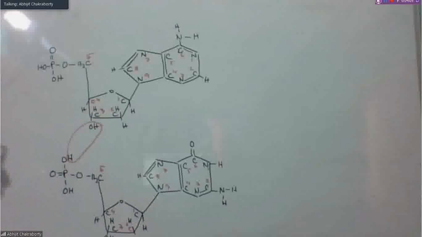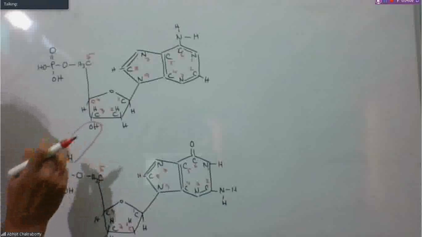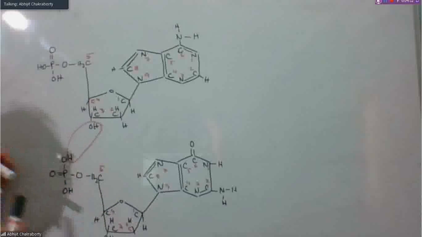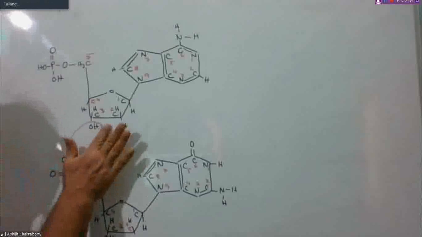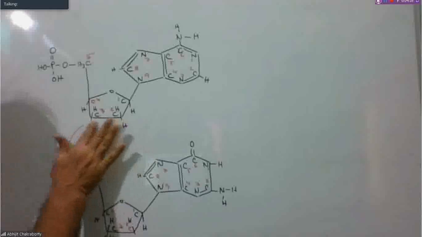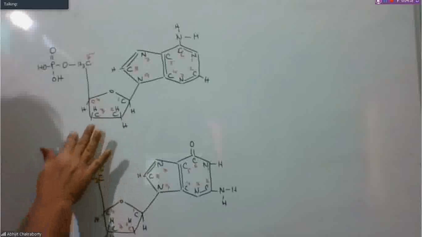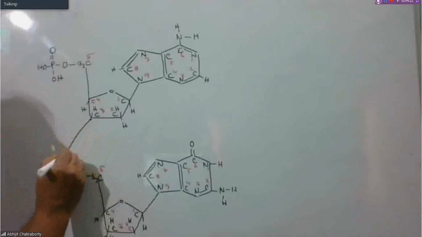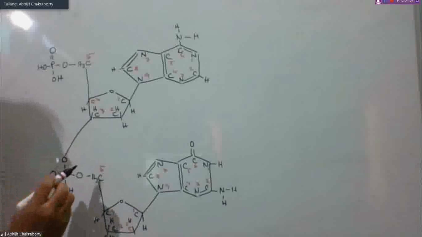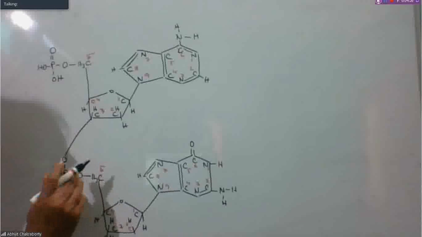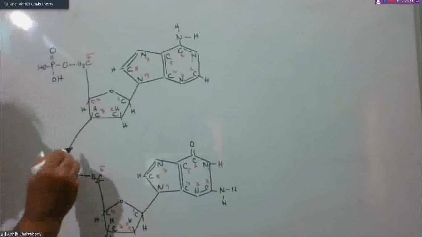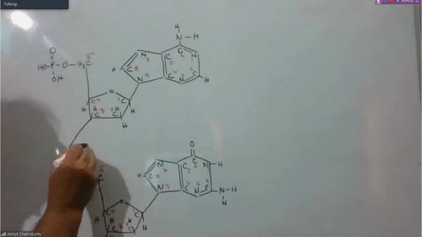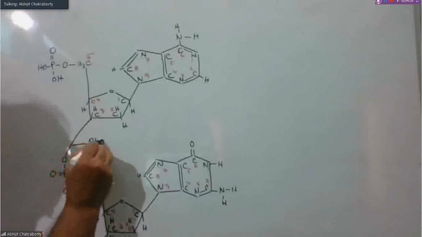In this way, a molecule of water is released out so that extra linkage is formed. This is one extra linkage. The called phosphor.